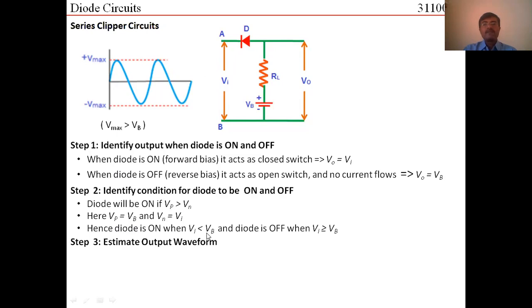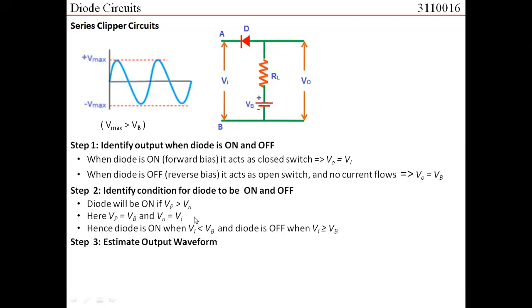So what we want is VP should be greater than VN, right? If VB is higher than VN, then the diode is on. And if VB is less than VN, then the diode is off. It means that if input voltage is less than VB, then the diode is on. And if the input voltage is greater than VB, then the diode is off. Right? From step 1 and step 2, let us try to evaluate the waveform.